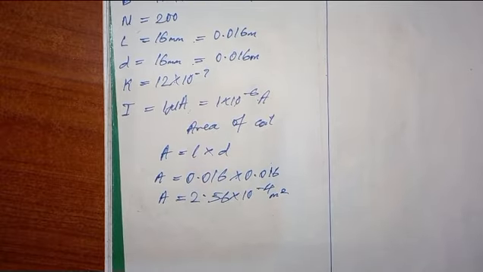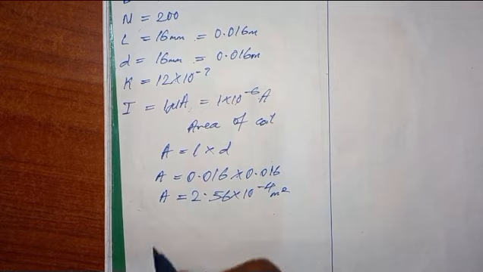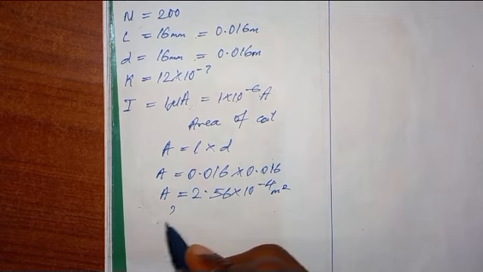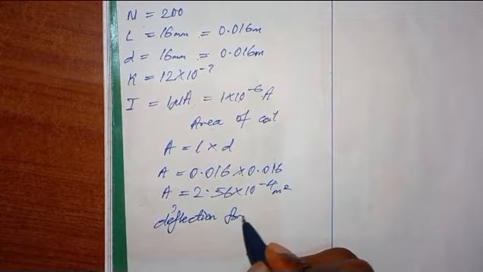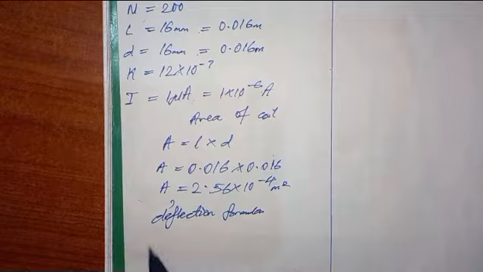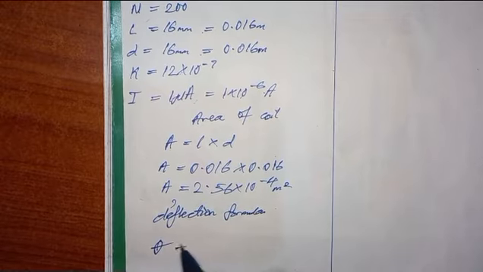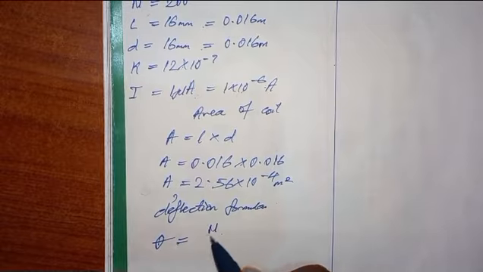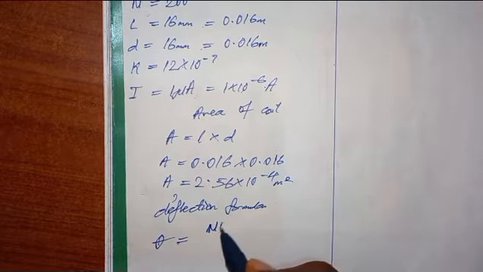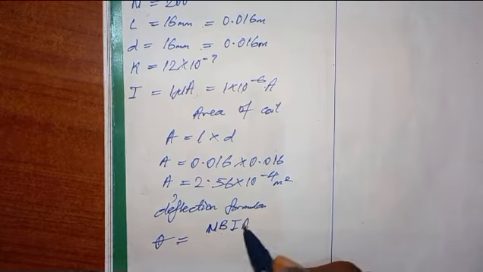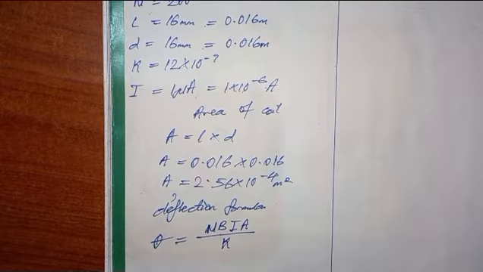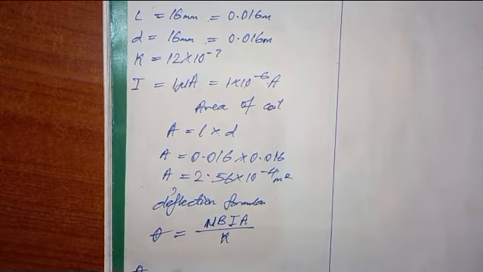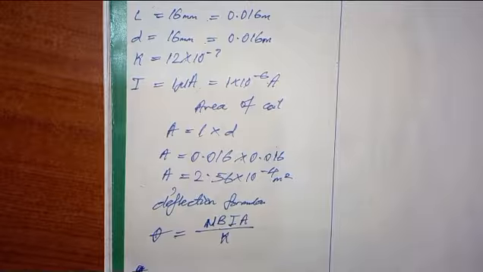Since we have solved for the area, we look for the deflection. This is the deflection formula, which is theta equals N times B times I, which is current, times area, all divided by the constant that was given. This is N, not micro. So theta here will be N, which is 200. Let me solve it one after the other. Let me solve the numerator first.